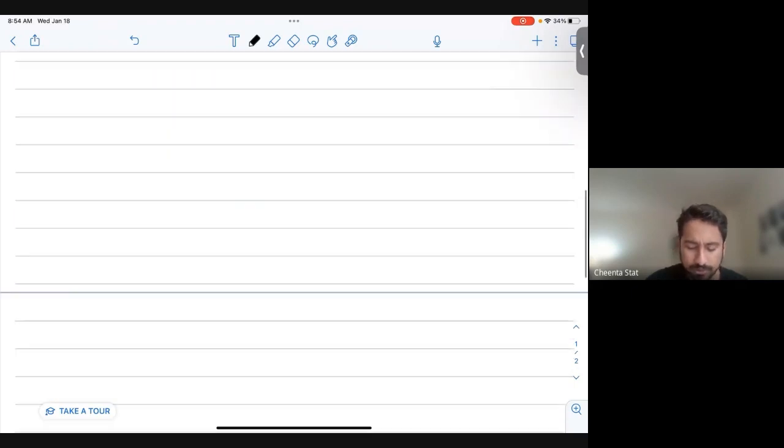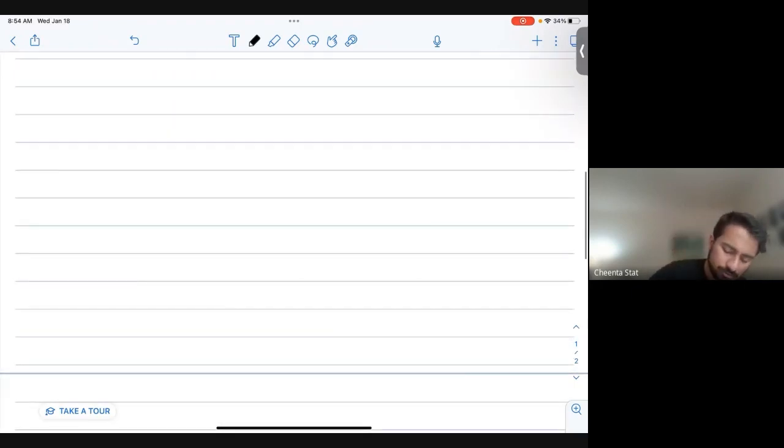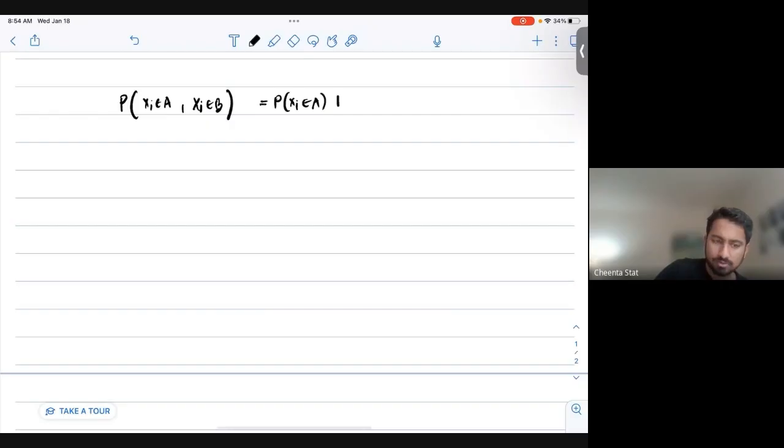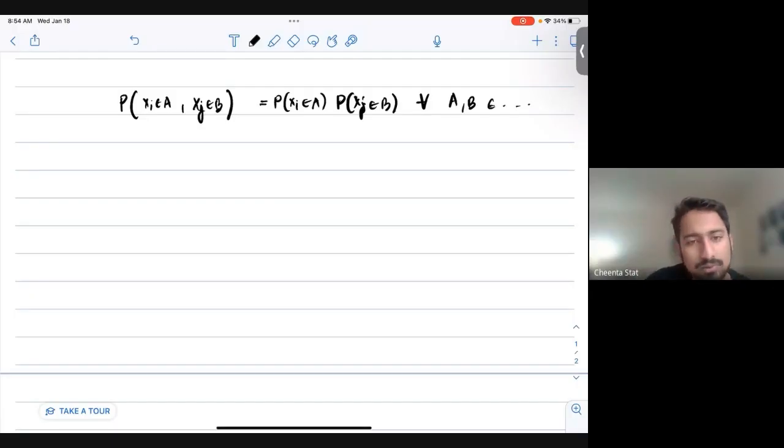Two random variables are independent if the probability of Xi belonging to a set A times the probability of Xj belonging to B equals the joint probability, for all A, B belonging to the corresponding sets. This is the definition of independence, like pairwise independence.